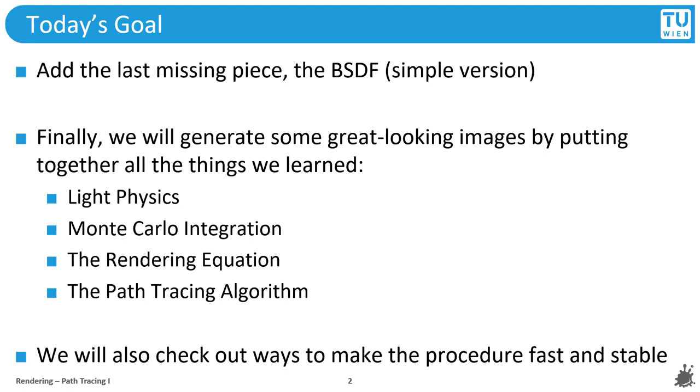We will do this by putting the rendering equation, which we saw last time, into our renderer and implement it as a recursive function. To arrive at a high quality solution, we will also go over the most important concepts and optimizations to make our implementation fast and stable.